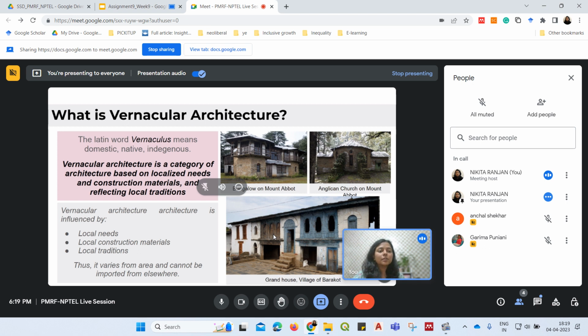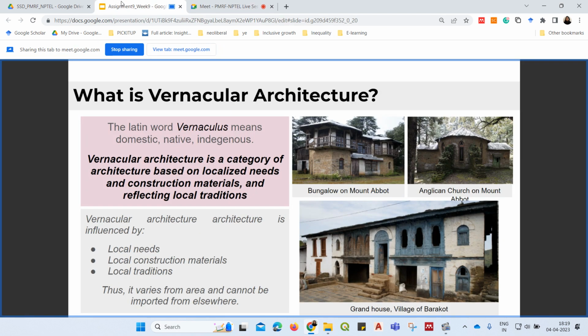So again, you need to focus on what I said when I said that vernacular architecture is not only belonging to an area, but it's also belonging to a specific group of people who live in that area. So the grand house in this example belongs to one specific ethnic group, and the bungalow and the Anglican Church belong to a different ethnic group. It belongs to the English settlers who came to India and settled there, and they started borrowing from the local architectural practices, and they introduced their own building style and traditional practices into it, but they still used local construction materials.